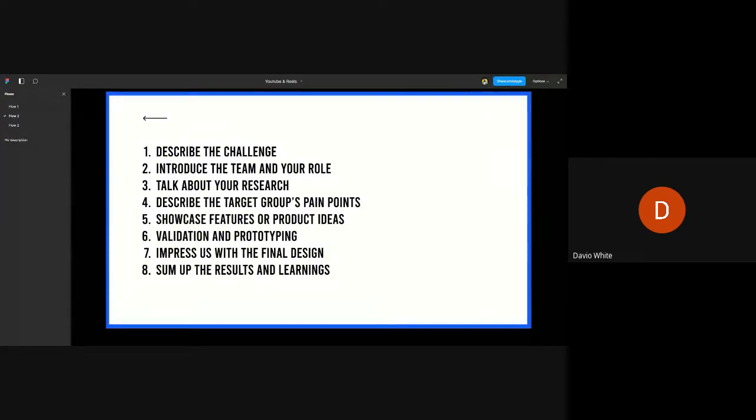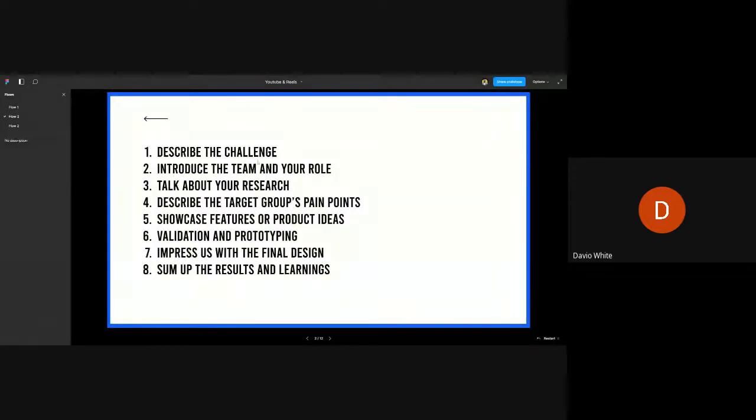So I've listed the 8 steps over here, and the steps include: you need to describe the challenge. What challenge are you going through? We're going to see through the slides. Introduce the team and your role, people you worked with, talk about the research, describe the target group's pain points, showcase the product's features or ideas, validation and prototyping, impress.